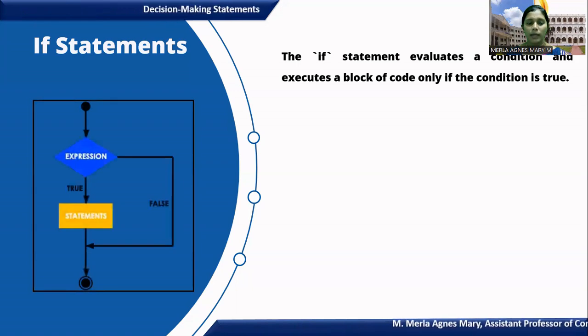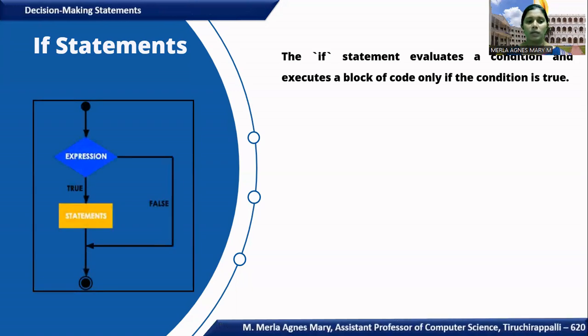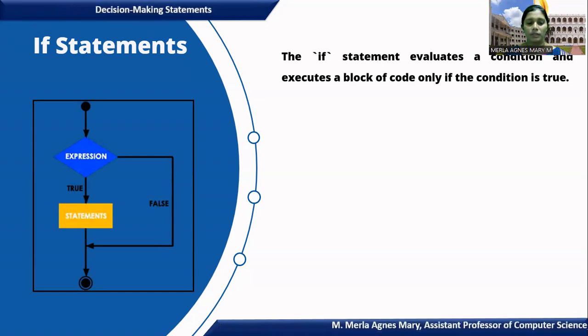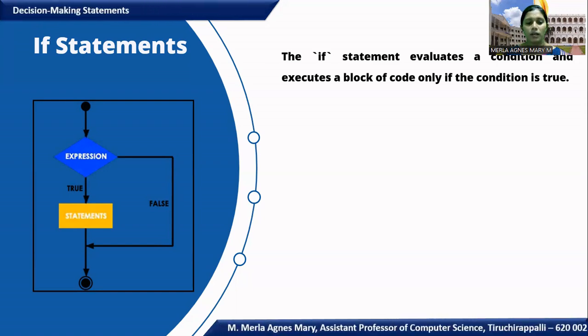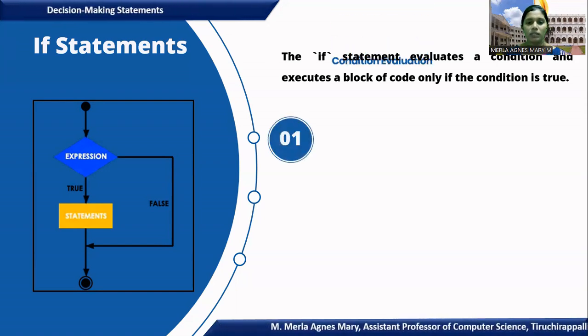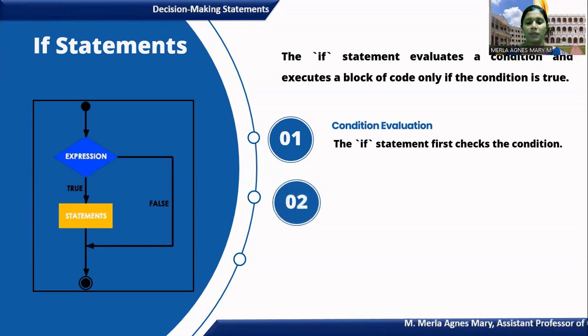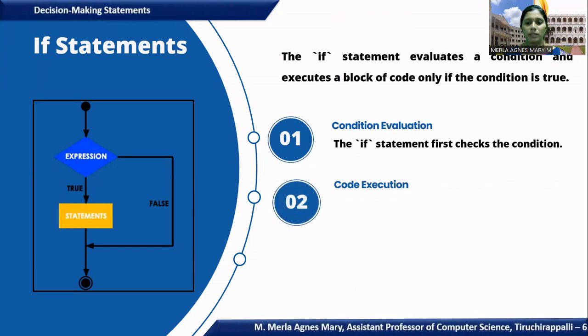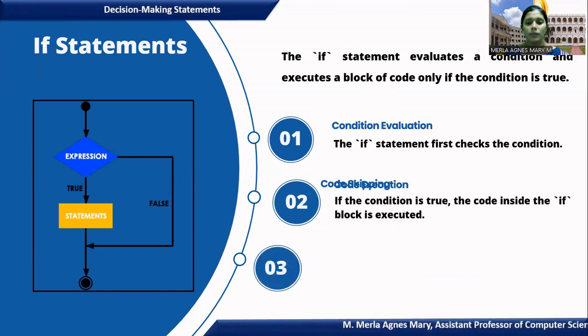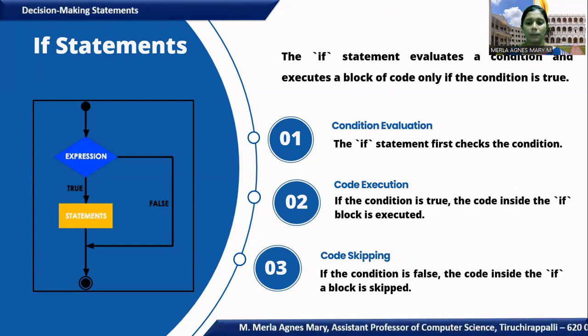Let's see the flow diagram. First it moves to the given expression, that is the if condition. If the condition is true, it prints the statement. Otherwise, if the condition is false, it exits. So first it checks the condition evaluation, and we need to give the condition inside the if condition. Then the code will be executed inside the if statement. If the condition is false, the code will be skipped.